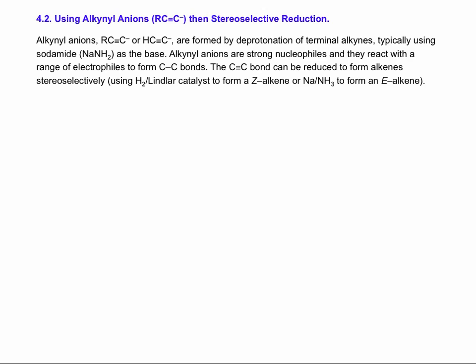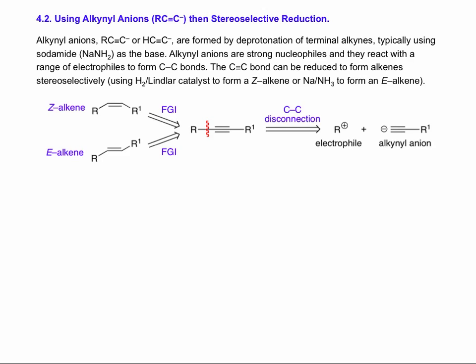The carbon-carbon triple bond can be reduced to form alkenes stereoselectively. To form a Z-alkene, we'd use hydrogen and Lindlar catalyst. To form an E-alkene, we'd use sodium and liquid ammonia. So let's now have a look at an RSA. Here we have a Z-alkene, here we have an E-alkene, and we can recognize that we can make either of these by going back to the corresponding alkyne.